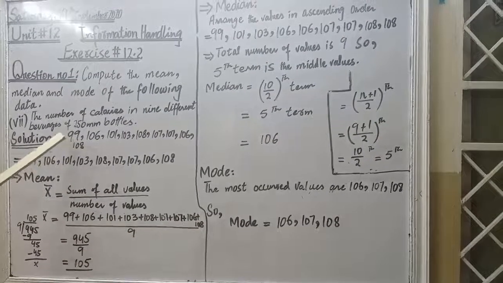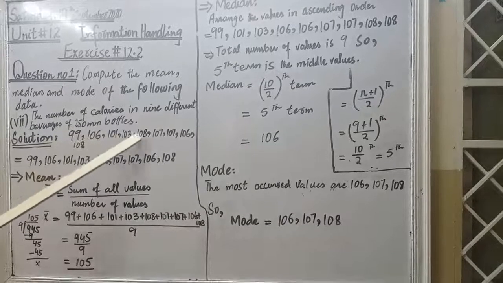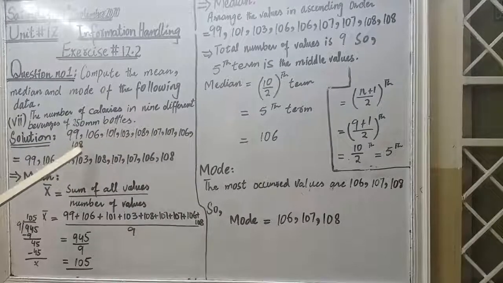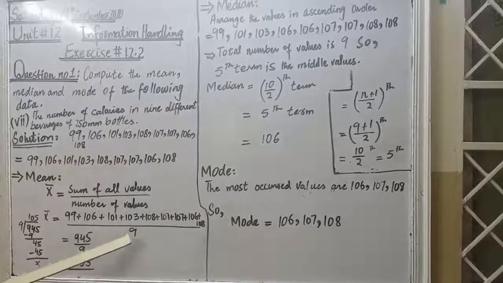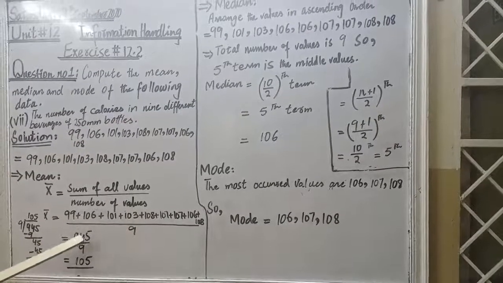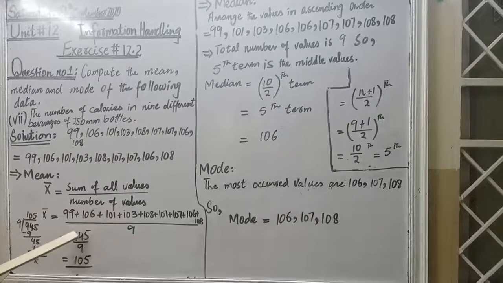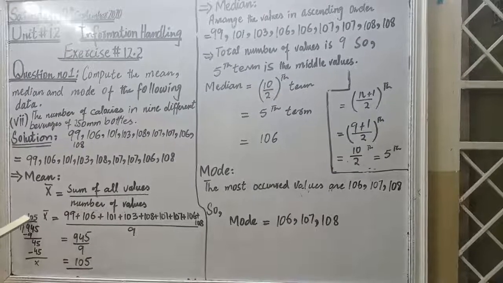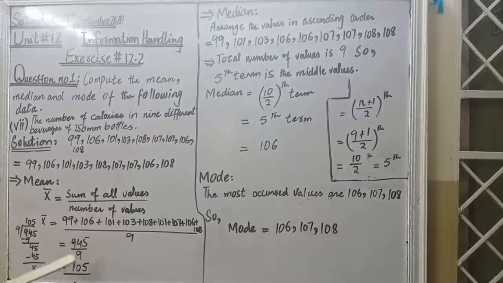So our number of values is 1, 2, 3, 4, 5, 6, 7, 8, 9. So the total number of values is 9. The addition of these values is 945, divided by 9. When we divide 945 by 9, our answer is 105.